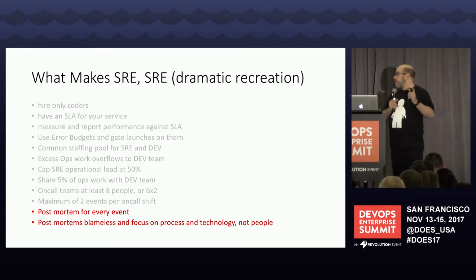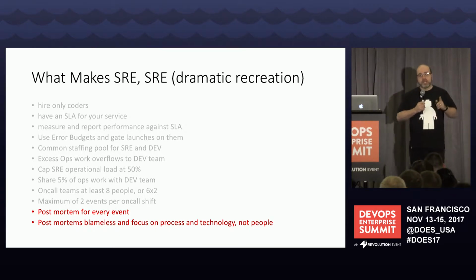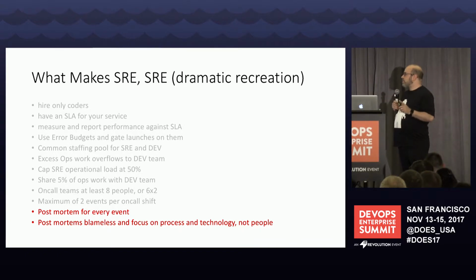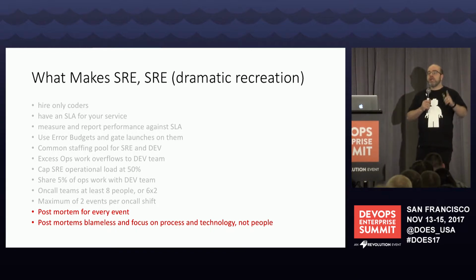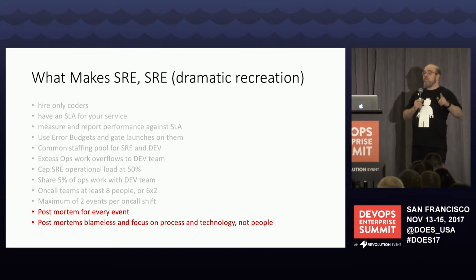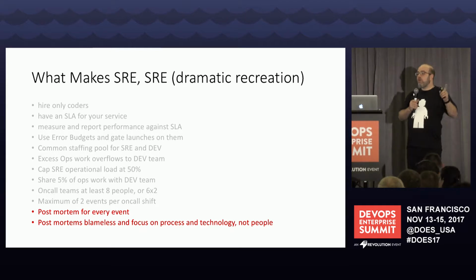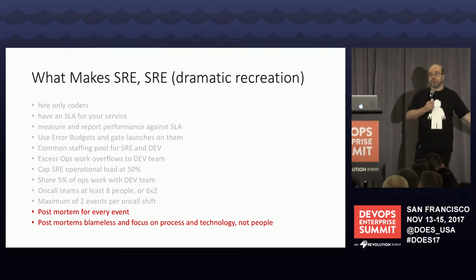They need to focus on process and technology and not people. Let me read that to you again because I like it so much. Postmortems are blameless and focus on process and technology, not people. If something went wrong, it's not how stupid was Bob or Susan, but what was it about our process, our technology, our monitoring, our automation that allowed Bob or Susan to do this, right? It's not about that person.